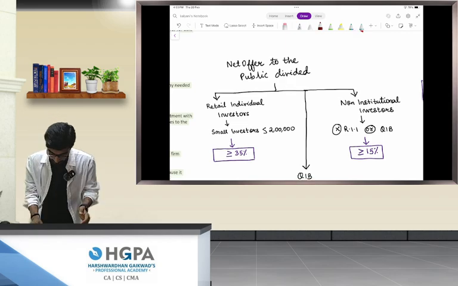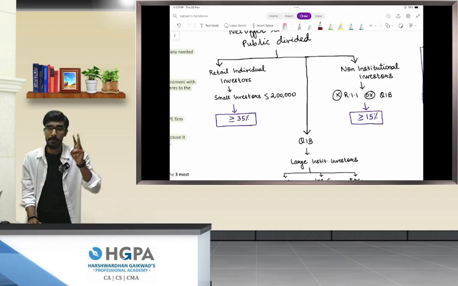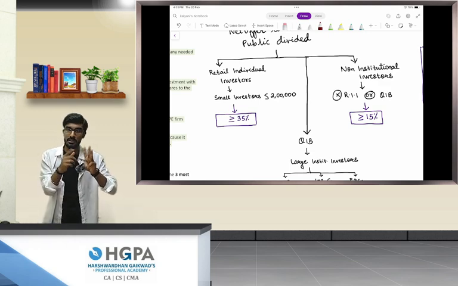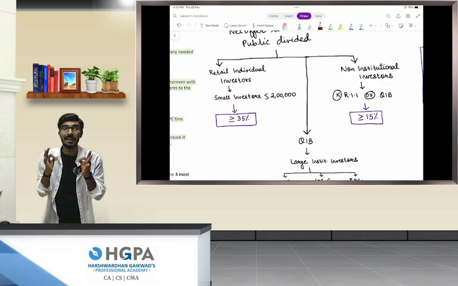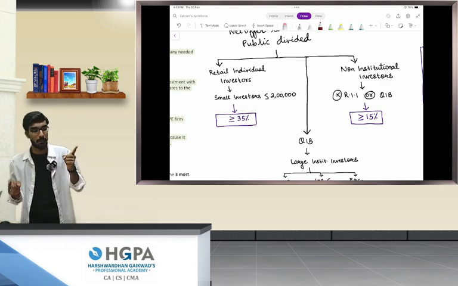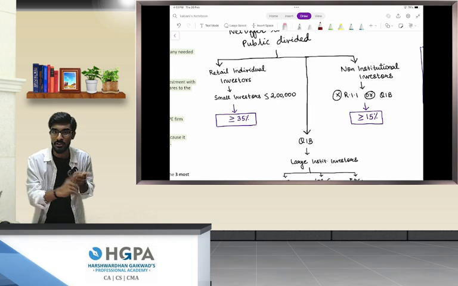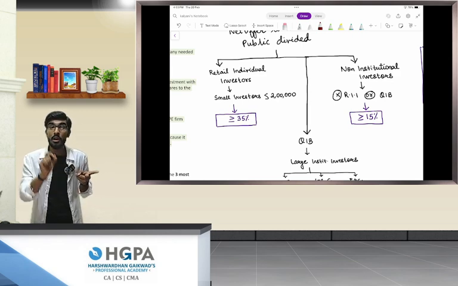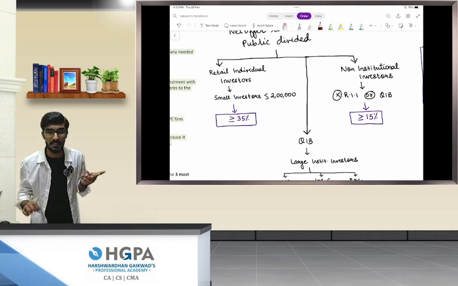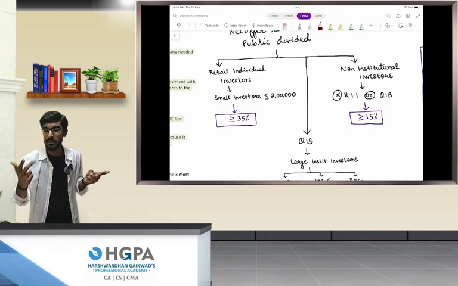Let's understand it. So basically people, there are three types of investors. Investors are categorized into three types. Number one is retail individual investors like you and me. Number two is non-institutional investors like Bill Gates, Nikhil Kamath, Warren Buffett.